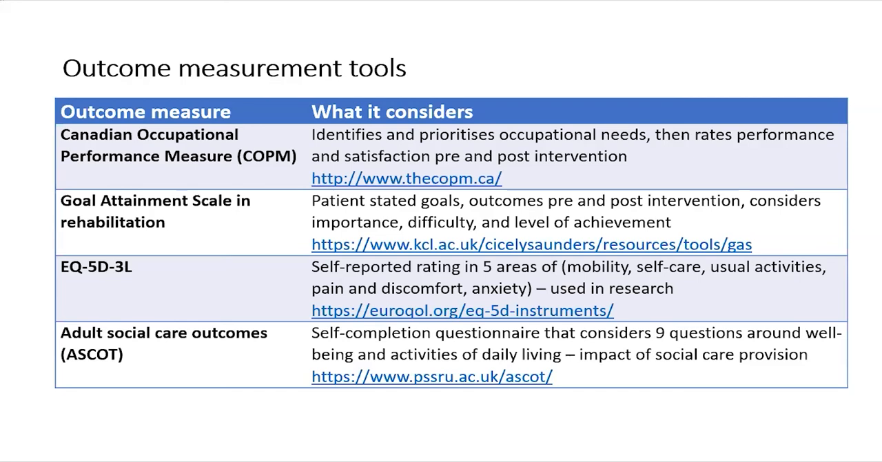The goal attainment scale is, again, another therapy scale. It's quite a simple tool, because the patient basically states what they want their goals and outcomes to be from the intervention you're providing, and they give that a score pre and post the intervention. I know the goal attainment scale is used quite a bit in paediatrics. In Liverpool, if we've got anybody from Liverpool, I think the paediatric team use it quite a bit with children.